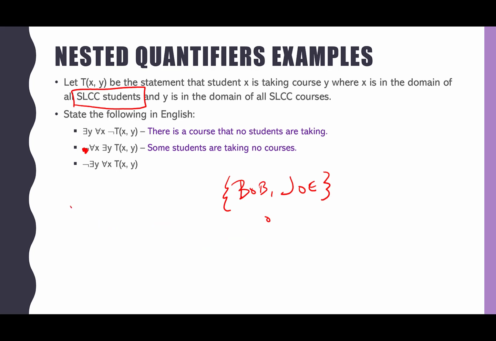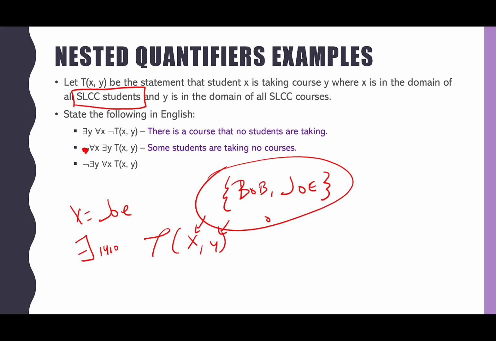When X is Joe, remember this is just like a loop, there is some course, we'll call it 1410, such that Joe is taking that course, such that this is true. That's Joe, that's 1410. So in other words, for all of the students, there is some course that they are taking. Now I'm saying, nope, it's not actually true. Maybe this will help. That's the same thing.